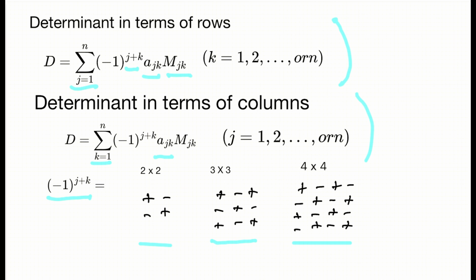So that's the -1 raised to the j plus k power for the 2 by 2, the 3 by 3, and the 4 by 4, that goes on and on. So that's what we need to do. We need to sum these minors times the matrix element associated with that minor times this factor right here, which is our -1 or +1. There's the element and there's the minor.